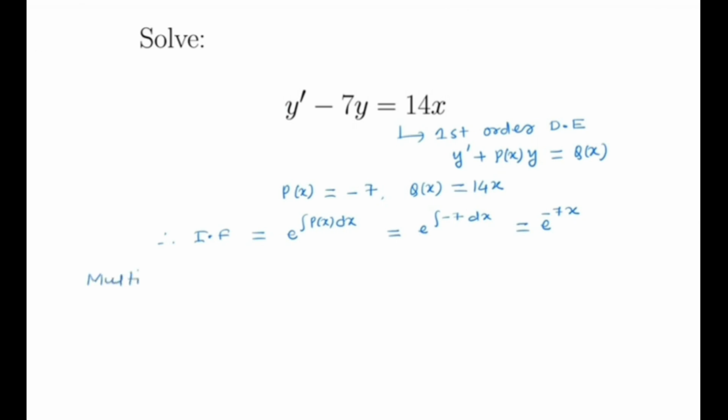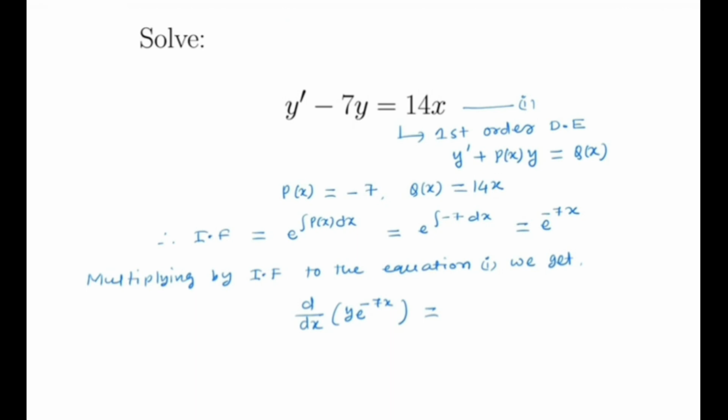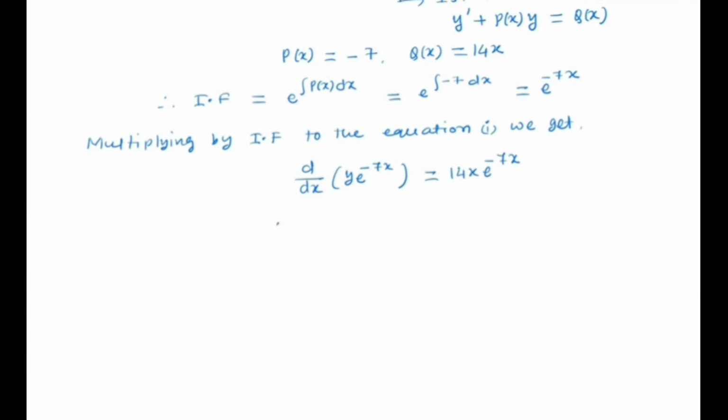Multiplying by the integrating factor to equation number 1, we get d/dx of y e power minus 7x is equal to 14x e power minus 7x. So we have y e power minus 7x is 14 times the integral of x times e power minus 7x dx.